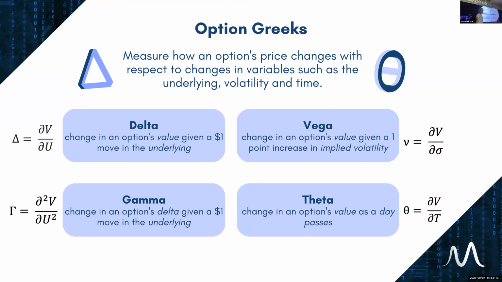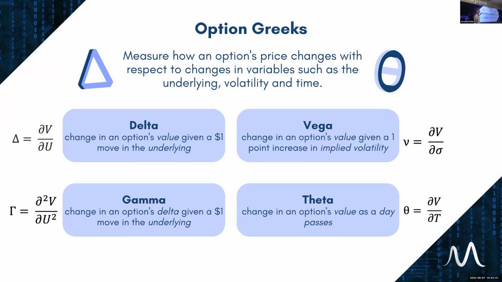Okay, so the main focus of today will be on option Greeks, which look at how the prices of options change as we change things such as the underlying, volatility and time. So you can think of option Greeks as representing the sensitivity of an option's price to these things. And they all have Greek names. For example, delta talks about the change in option's value given a change in the underlying. And you can think of it as the partial derivative of option's value with respect to the underlying.